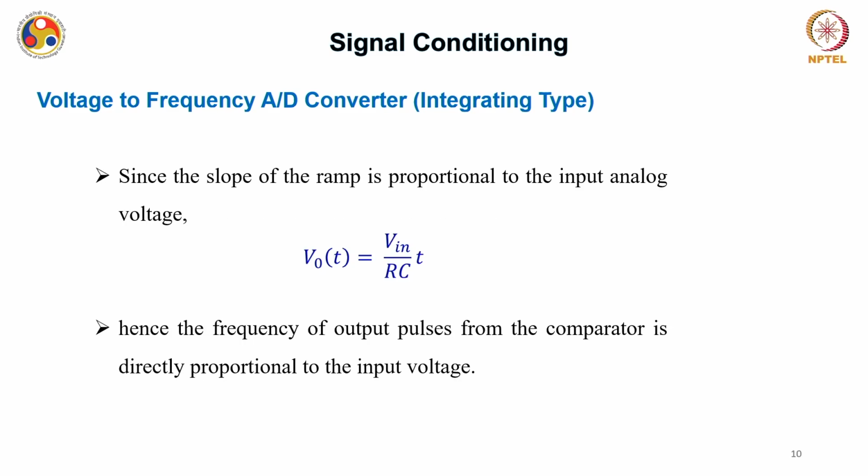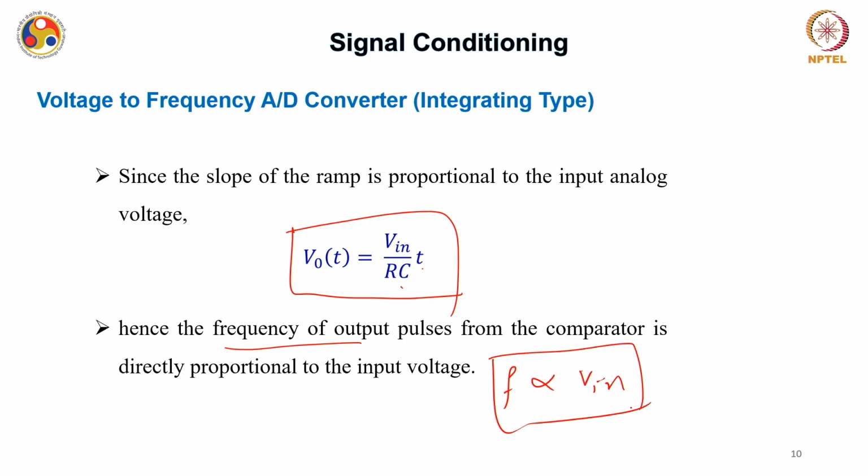Since the slope of the ramp is proportional to the input analog voltage, from this equation we have seen that V naught is equal to Vin by RC into T. Hence, the frequency of the output pulse from the comparator is directly proportional to the input voltage. So, the frequency of the output pulse, f, is directly proportional to the input voltage, and this is exactly with which we started this discussion on voltage to frequency AD converters. We have seen that the output frequency is governed by the input voltage.